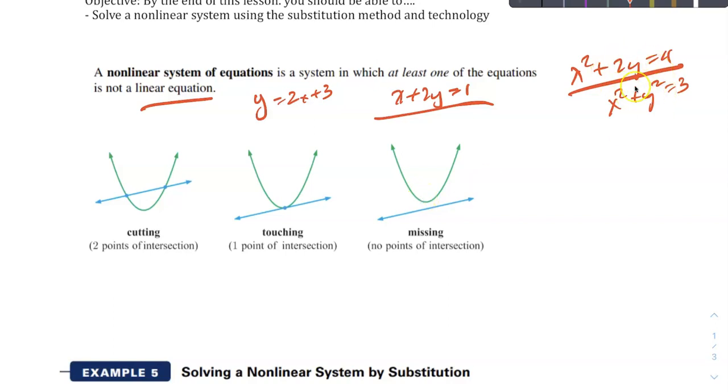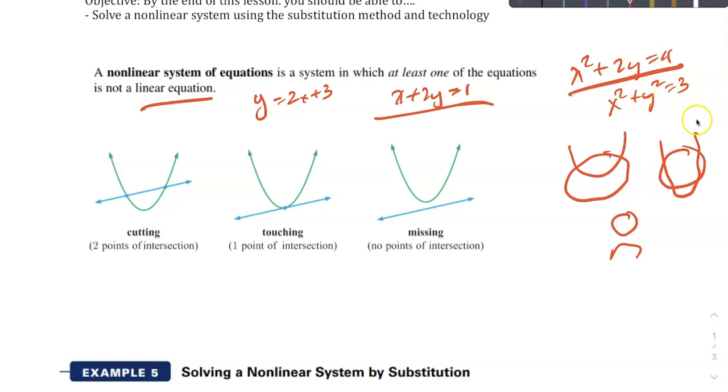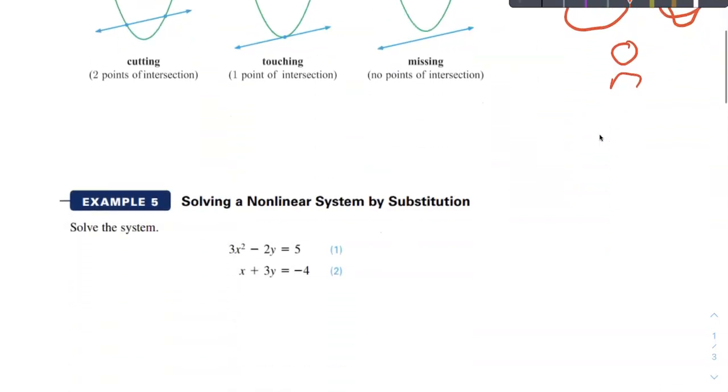If you have a circle and a parabola, it's kind of the same idea. They could touch each other 2 times, or 4 times, or maybe not at all. So it's a hodgepodge of how many solutions you could get with a system of nonlinear equations. We just go through and follow the mathematics. So let's do our first example.